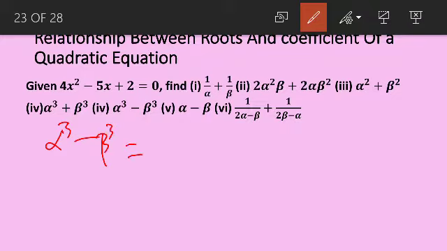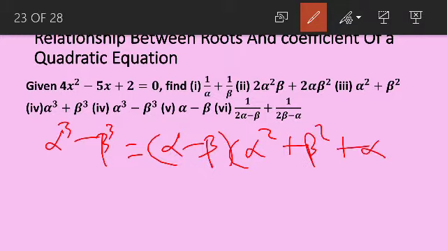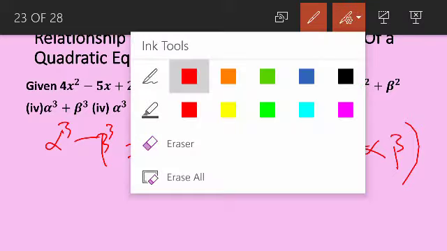Now if we use our number long division factorization to factorize this, it is going to give us alpha minus beta and alpha squared plus beta squared plus alpha beta. But we can't use this here since we don't know what alpha minus beta is. That's something on its own. So let's do that separately.